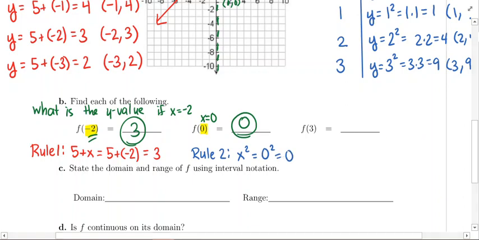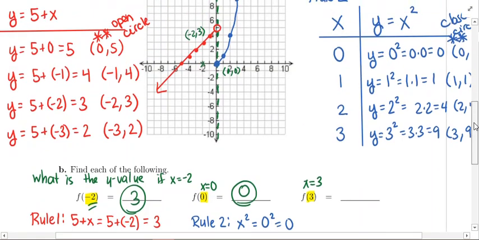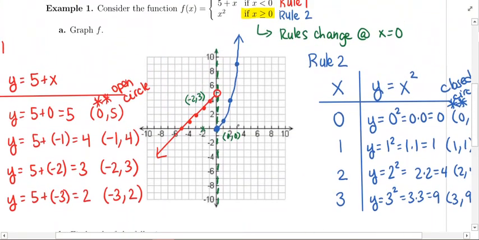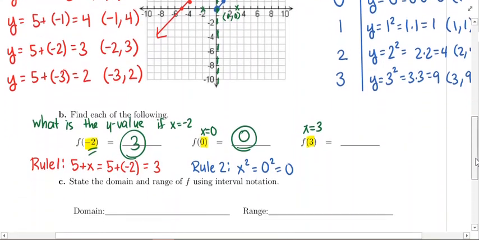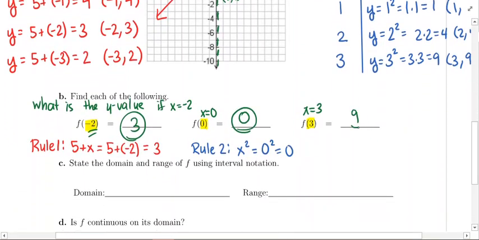All right, lastly, if we're trying to find f of 3, that means whatever's in parentheses is our x value. So here x equals 3. We're looking for the y value when x is 3. If you go up to the picture, here's where x equals 3. If you go up to the graph, you see the point (3, 9). So if x is 3, the y value is 9. The answer here is going to be 9.